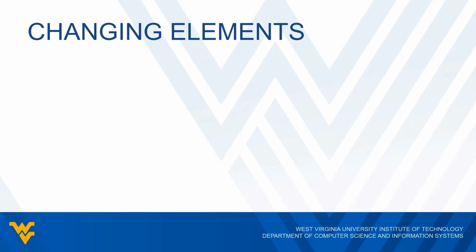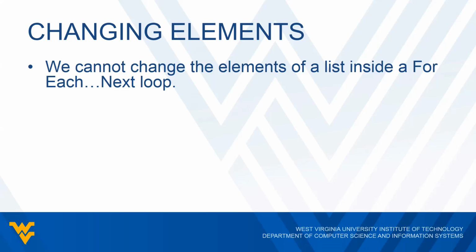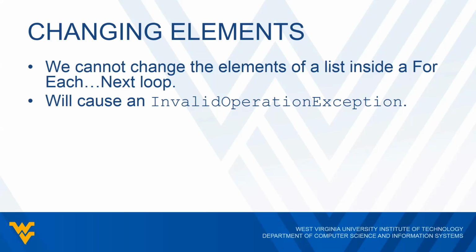Now there are some limitations with using the for each loop. For instance, we're not allowed to make any changes to the elements of our list, and we can't make any actual changes to the list itself. So for example, we can't add any elements to the list. If we try to make modifications to our list in the for each loop, we're actually going to get an invalid operation exception. And that just simply means this is an operation you're not allowed to do in this part of the code.